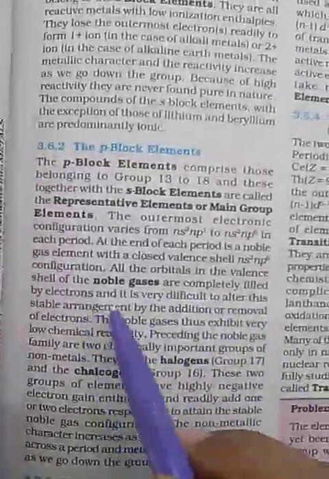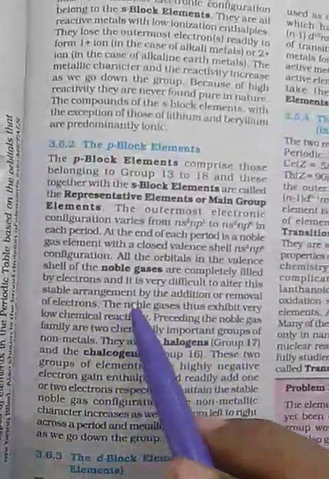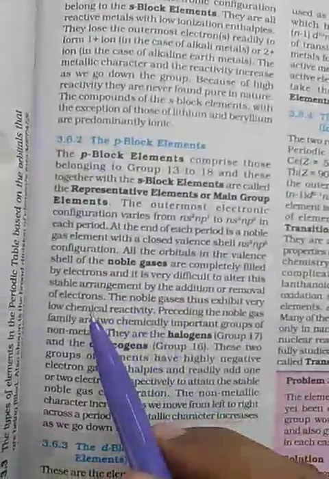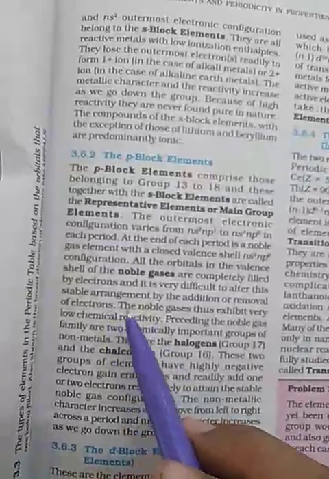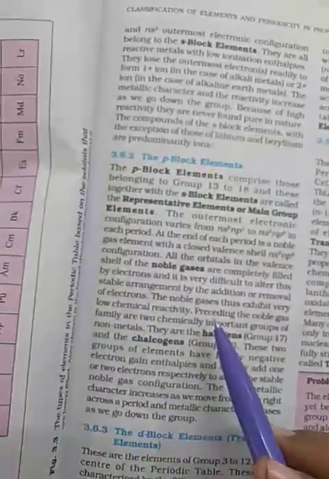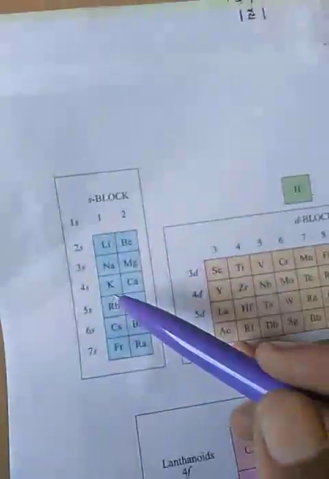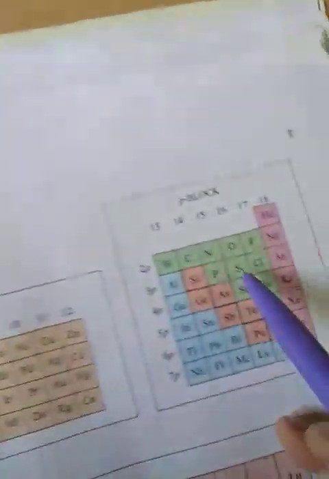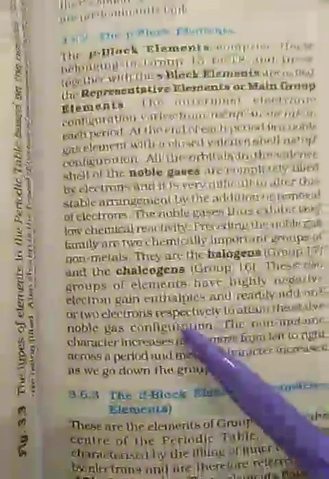And the last one is the inert gases. So for the p-block, I want to say all the orbitals in the valence shell of the noble gases are completely filled by electrons, and it is very difficult to alter, that is, change this stable arrangement by the addition or removal of electrons. Here removing, and here addition, I taught you.